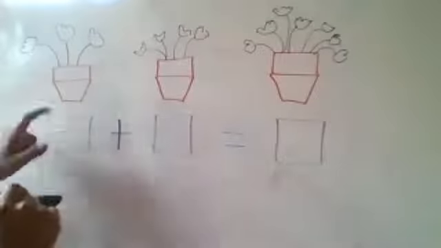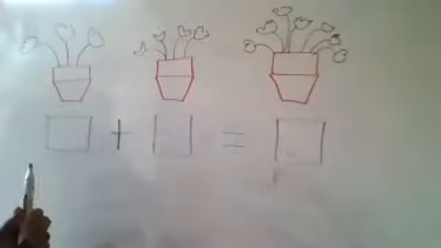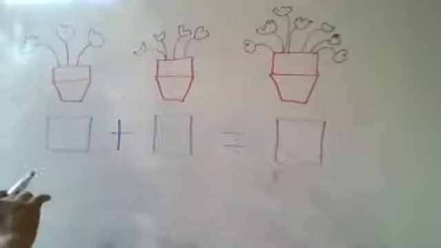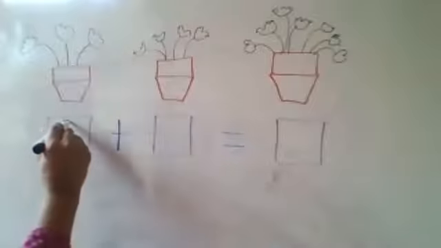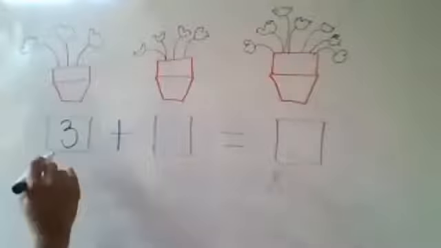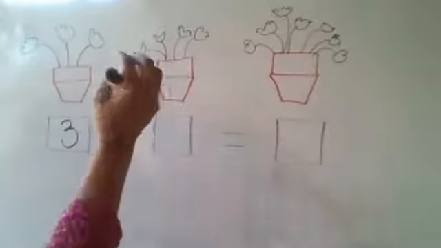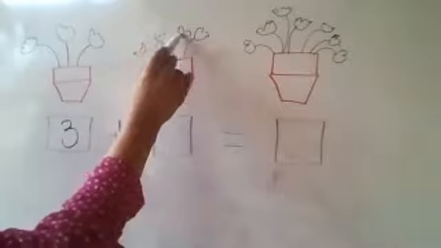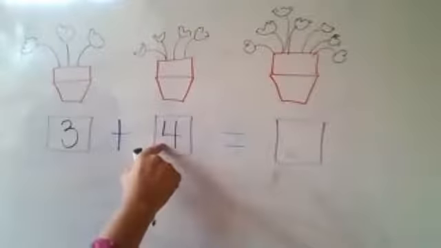The first one. In the first, we have 1, 2, 3. And we write our number 3. You see? Are you following me? Yes, right? Now, on the second flower pot, we have 1, 2, 3, and 4. And we write a number 4.